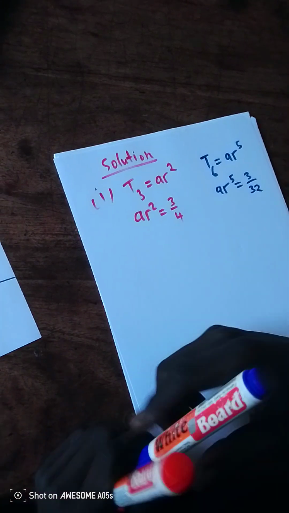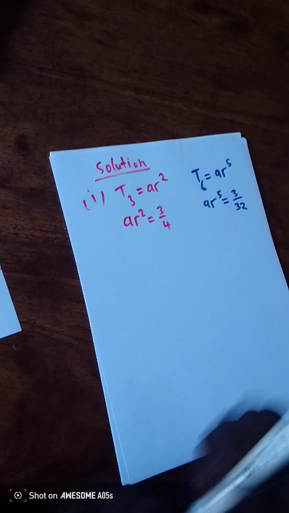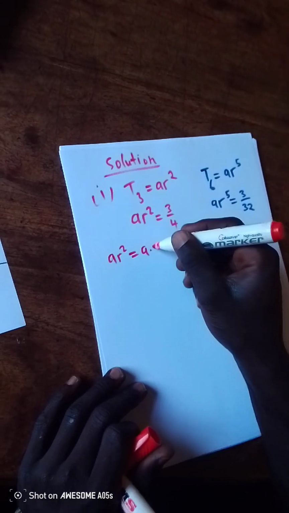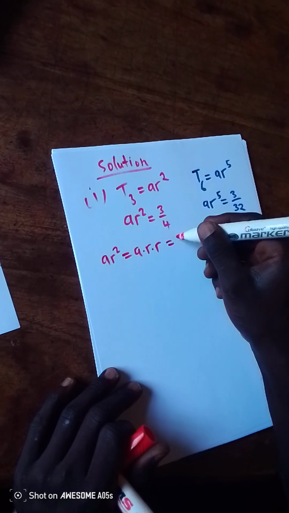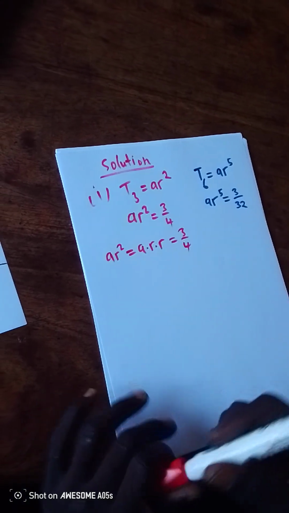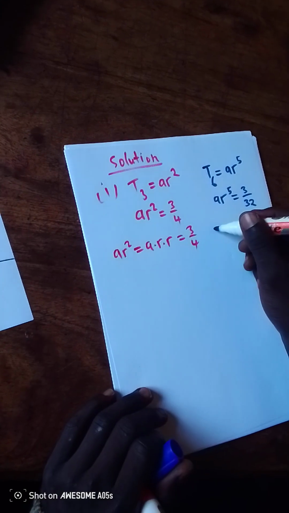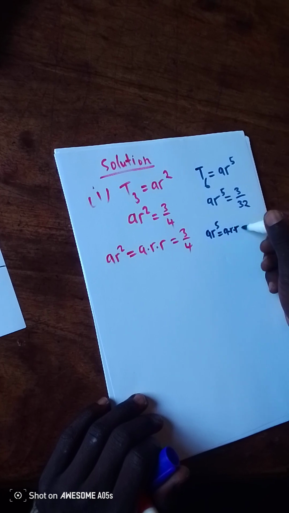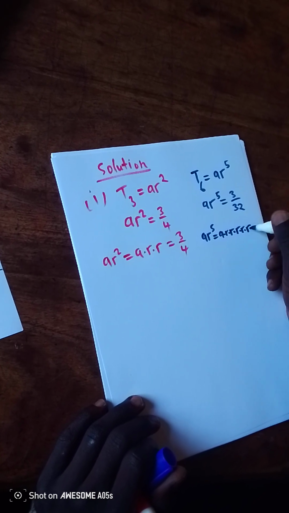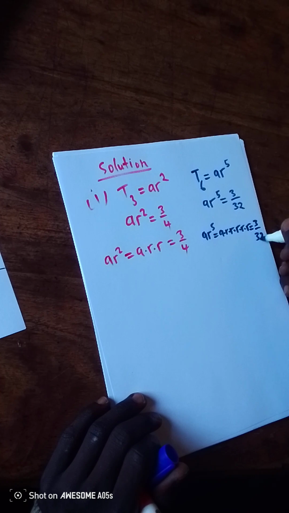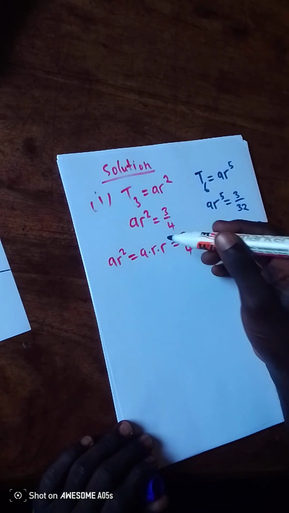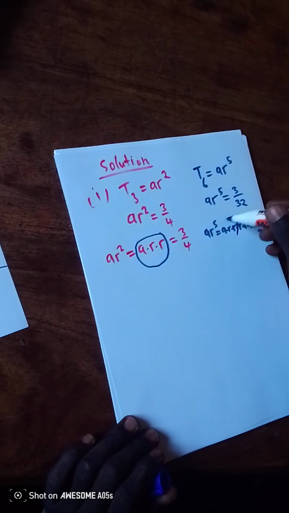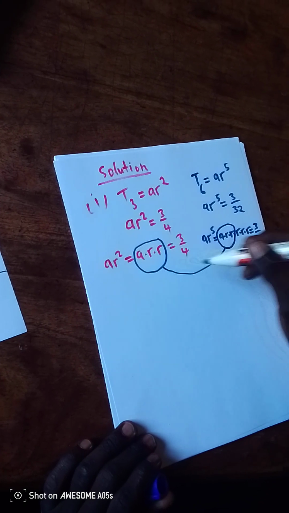If you remember properly, I said this one, A R power 2, can be written as A times R times R. Then this is the one we're saying is equal to 3 over 4. Then this other one, A R power 5, can also be written as A R R R R R, which is equal to 3 over 32. Then this part can be replaced at this point here.